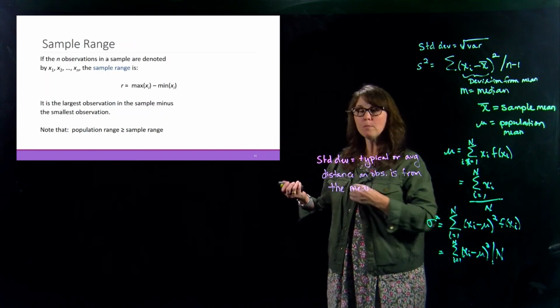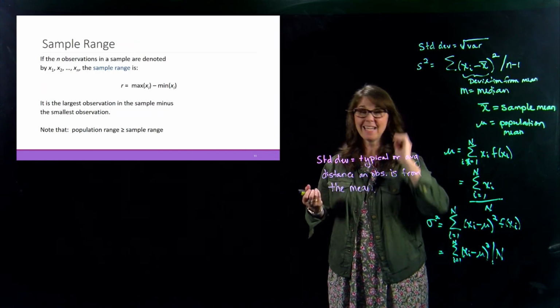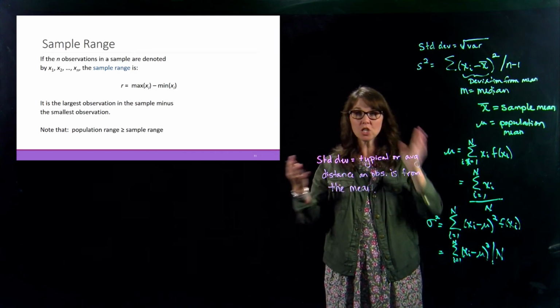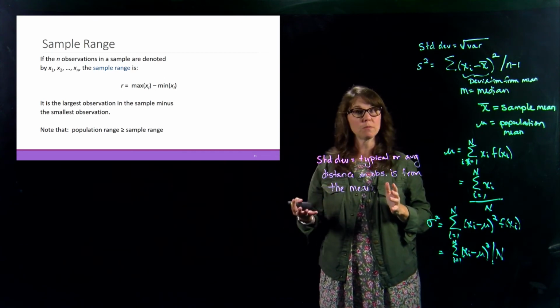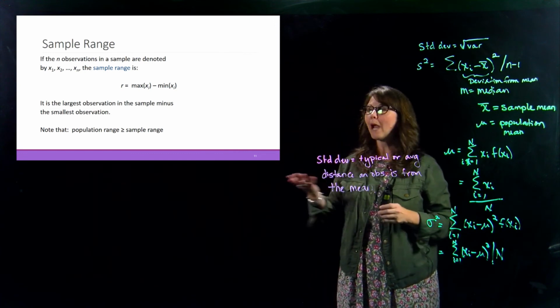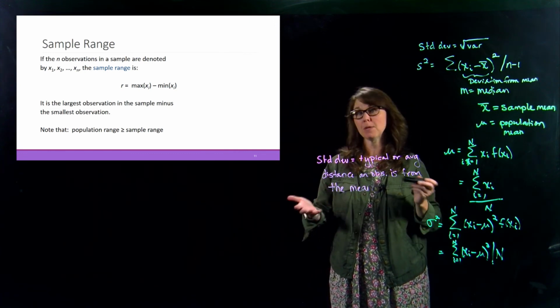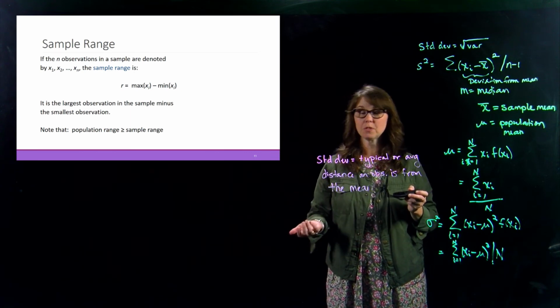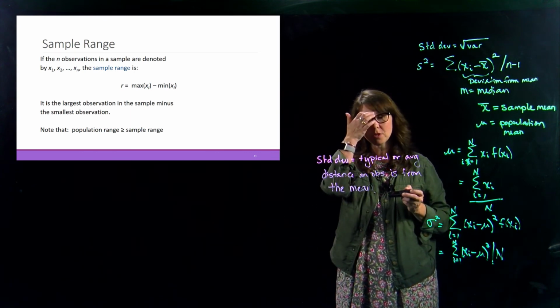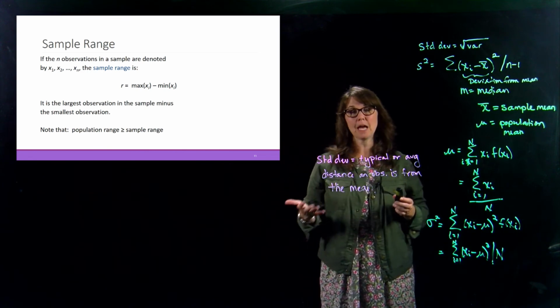All right, so one more measure of spread. And as I said, we're not really finished with an exhaustive list of measures of spread. Your range is a very simple, easy way to find a measure of spread. And that's just your largest observation minus your smallest observation. And it's as simple as that.